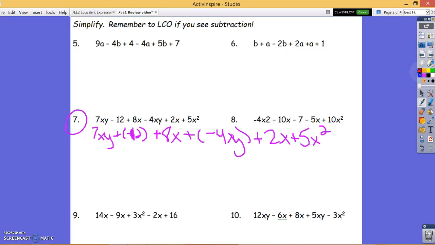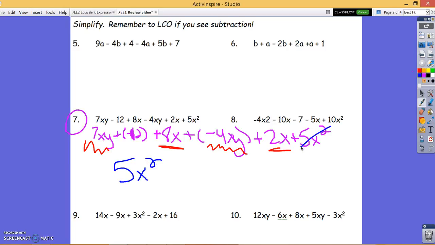Now the next thing I'm going to do is underline the numbers that are going to go together. So 8x is going to go with 2x, and 7xy is going to go with negative 4xy. And then I've got a couple that don't have any match, and that's okay too. So when I go to write my final answer, I'm going to order it fanciest first. 5x squared is going to be first, and I've used it so I can lightly cross it off if I'd like.